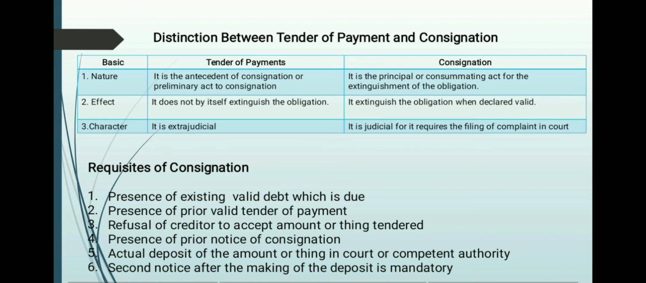Requisites of consignation. Number 1, presence of an existing valid debt which is due. Presence of a prior valid tender of payment. Refusal of the creditor to accept the amount or thing tendered. Presence of prior notice of consignation. Actual deposit of the amount or thing in court or competent authority. And last, a second notice after the making of the deposit is mandatory.